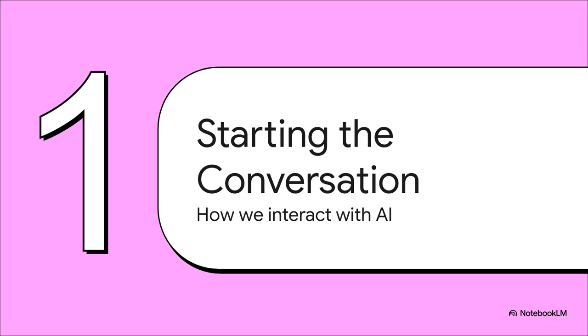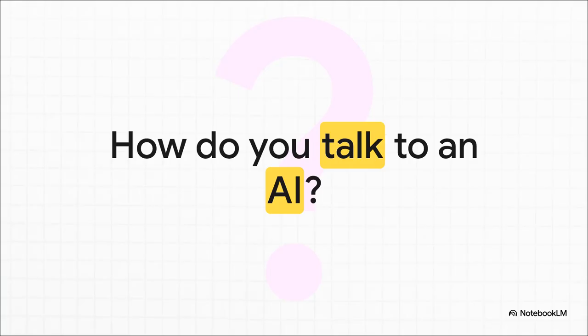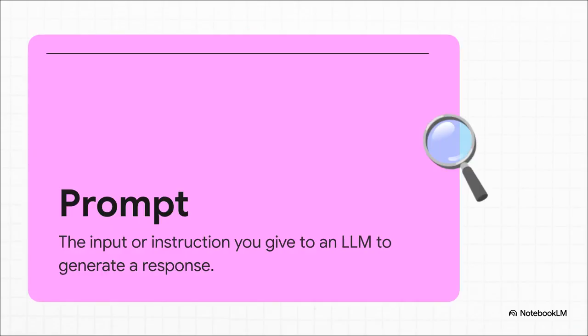You know, it all boils down to how we interact with AI, and it really does start with a simple conversation. So the big question is, how do you even talk to an AI? I mean, how do you give it instructions and actually get it to do what you want? Well, the answer is something called a prompt. It's basically just the instruction you feed into a large language model. That's the brain behind the whole operation.